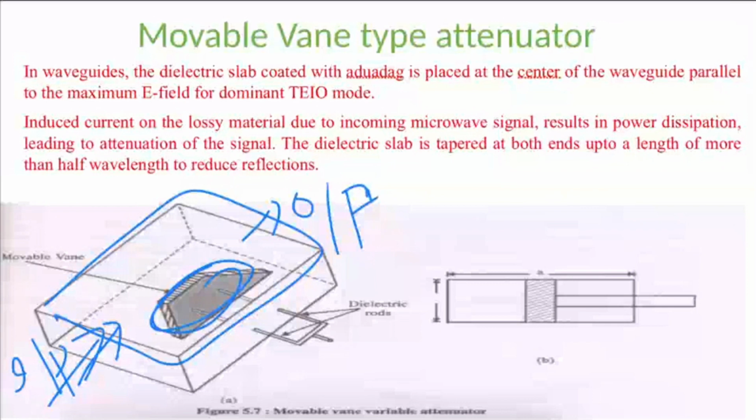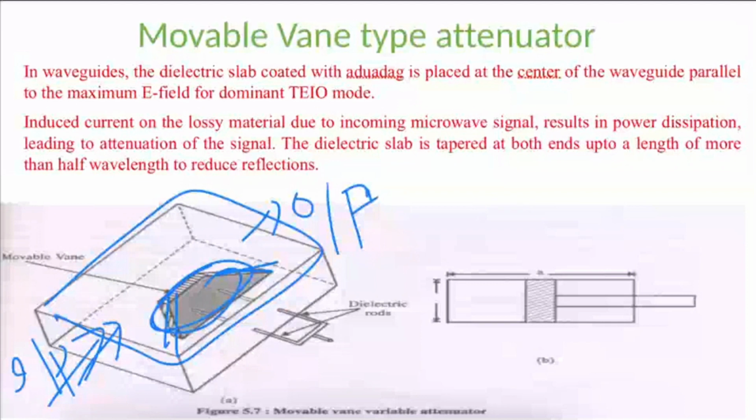And here there is one more important parameter to be noticed. Normally, the dielectric slab which we are keeping is tapered at both the ends, because depending upon the wavelength of the signal, reflections and the power can be varied, or the level of attenuation can be varied. That's why we have a tapered end of the lossy dielectric material.